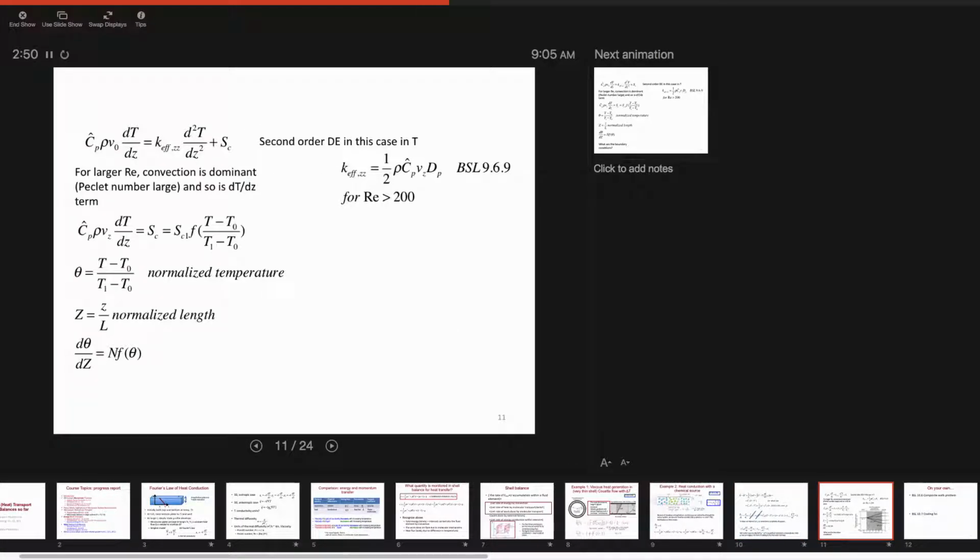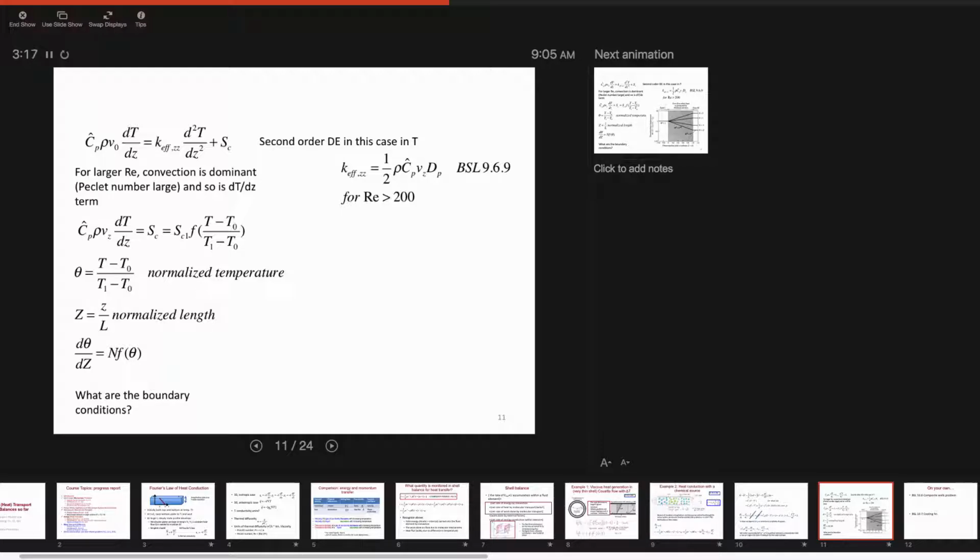After that is done, we got something at the end of it. We got something like this. So there's a normalized temperature theta, okay, and normalized length z, and d theta/dz equals an N term, which is just a constant computed from everything that we know, times f of theta, and f of theta comes from that source term, so it's presumably known.